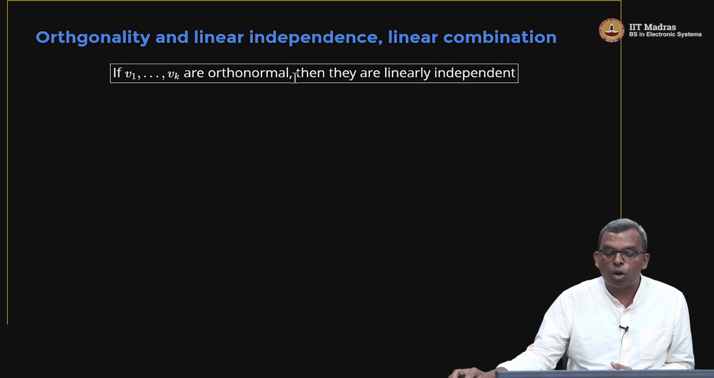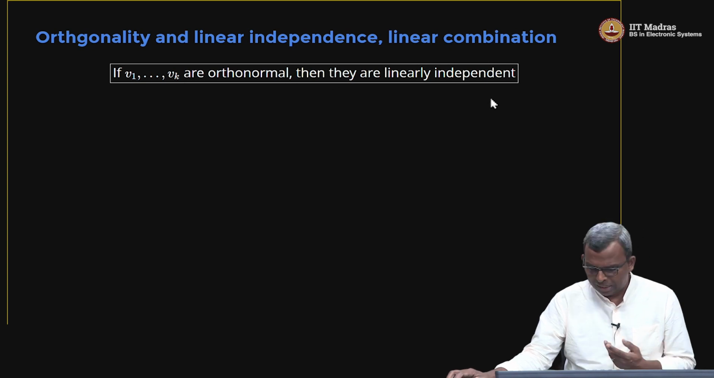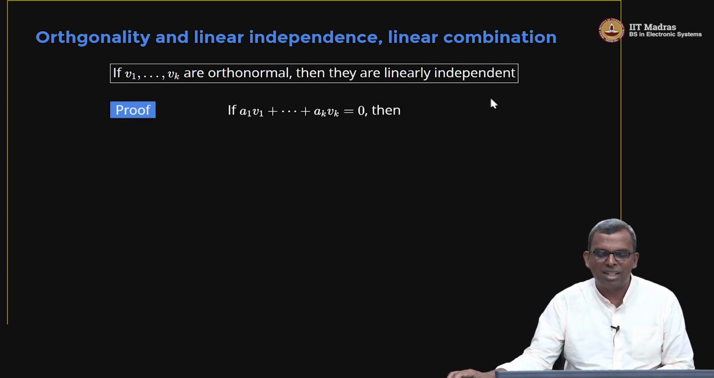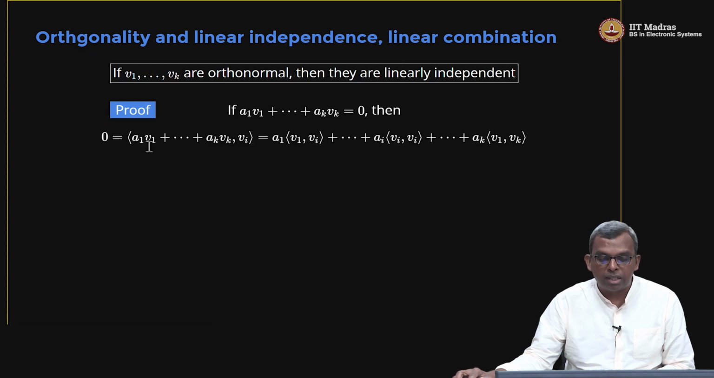If v1 to vk are orthonormal, then they are linearly independent. Okay, they better be. It's very easy to show, but you can prove it also, right? Supposing v1 to vk are orthonormal and a1 v1 plus ... plus ak vk is 0, then you can show each coefficient has to be 0. If you take an inner product here, the inner product of a1 v1 plus ... plus ak vk with vi has to be 0 because this is 0. Okay, so it's like 0 comma vi. Instead of 0, I am writing this, so it has to be 0.